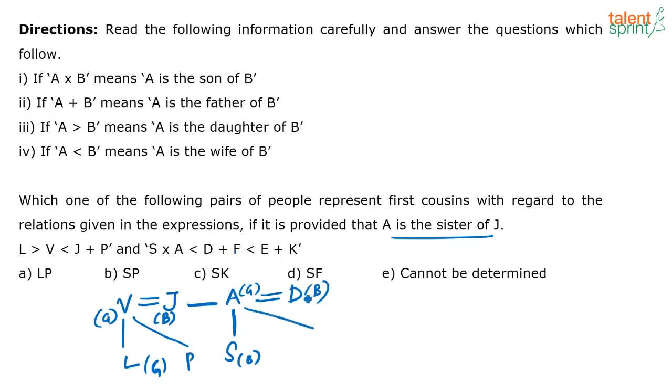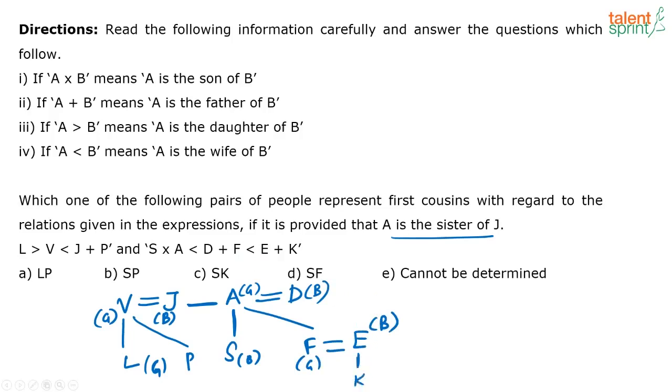F. So basically A and D have two children. One is F and one is S. Next one, F less than E means that F is the wife of E. So F is the wife of E means this is a girl and again this is a male person, so boy. Now E plus K means that E is the father of K. Okay, so there is a person K here.